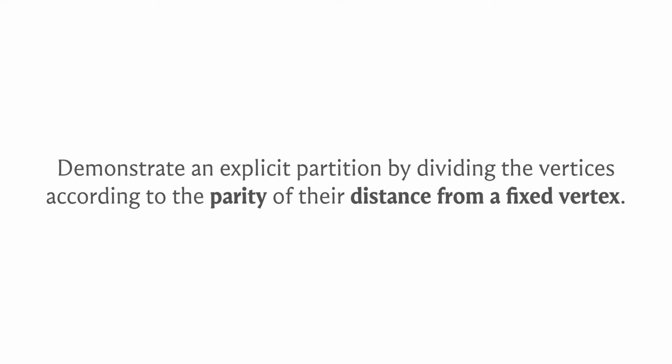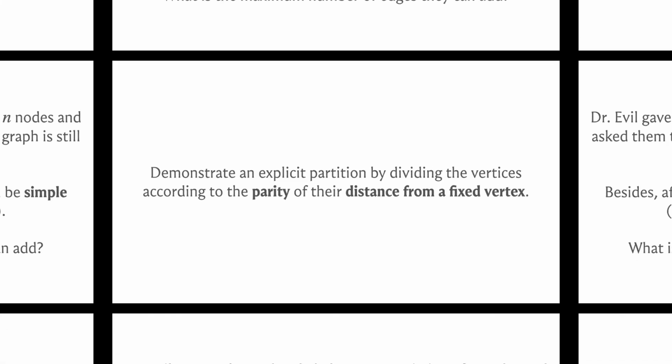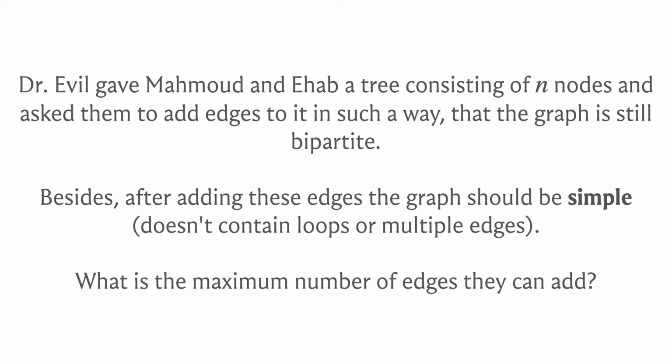So once you've done that, you can come back and continue the discussion that we're going to have here, which is, again, back to the problem statement. What is our task here? Our task here is to essentially add as many edges as we can while maintaining the bipartiteness of the tree. We are also supposed to maintain the fact that the graph is simple, because notice that the question here is to add as many edges as possible.